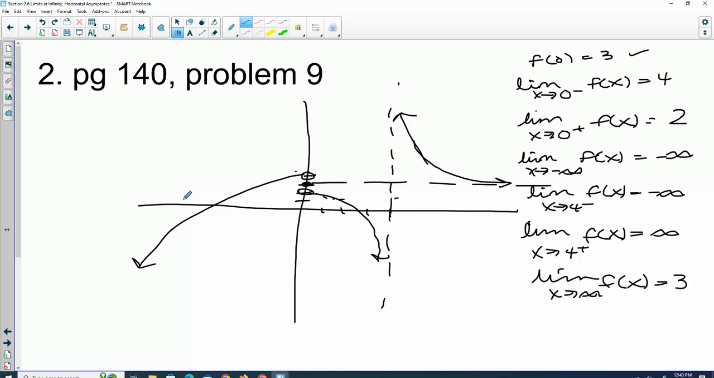So when x is approaching infinity or negative infinity, that's when we have a horizontal asymptote, and when f of x is approaching negative infinity, we have that. Other questions?